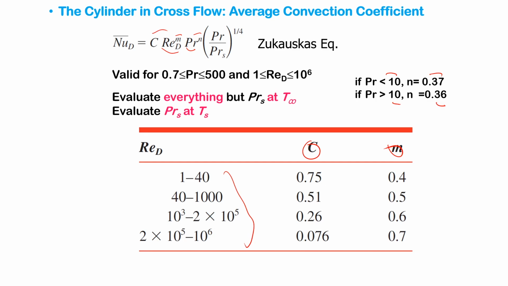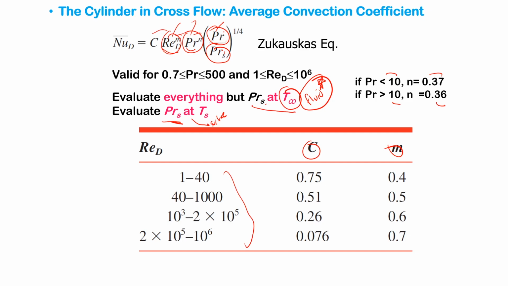I want you to pay special attention here. All the properties here are evaluated at T film, the fluid temperature. This is extremely important. If you are using the Zukauskas equation, the properties, Reynolds number and Prandtl number, will be evaluated at the fluid temperature. However, Pr_s is evaluated at the surface temperature. So in a way, you are considering the effect of surface and fluid in this term, but everything else here, if there is no subscript, is evaluated at the fluid temperature. Again, this equation is slightly more complicated, but slightly more accurate.